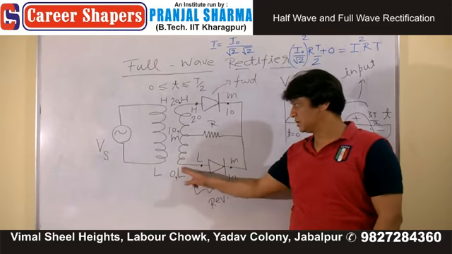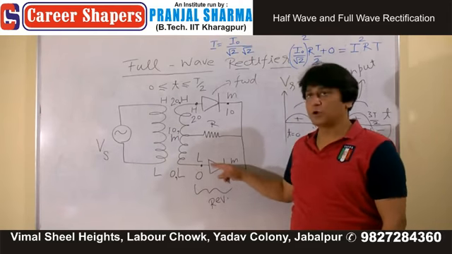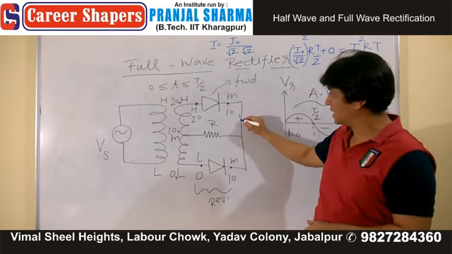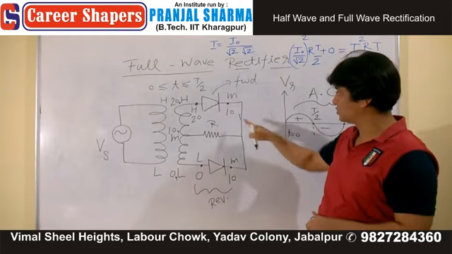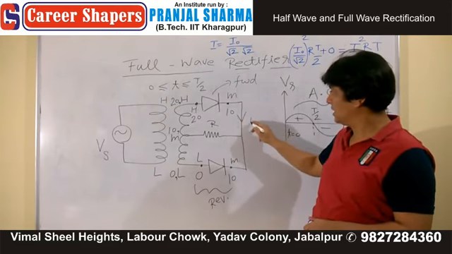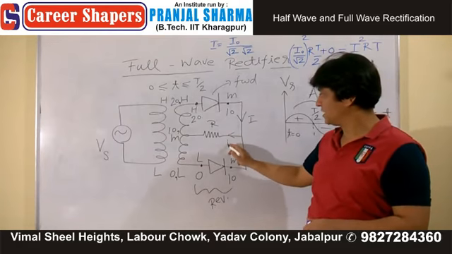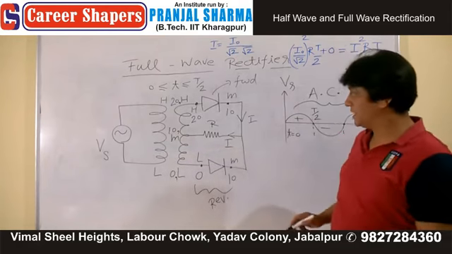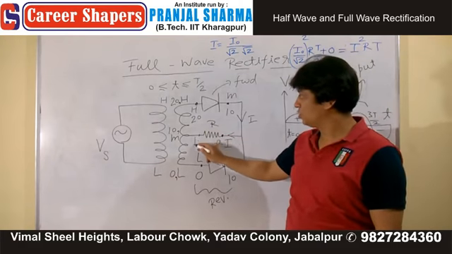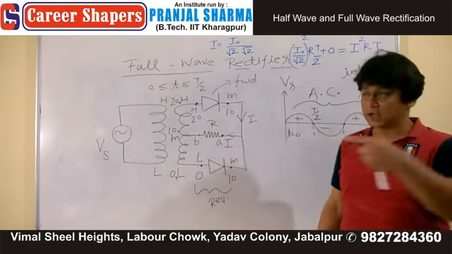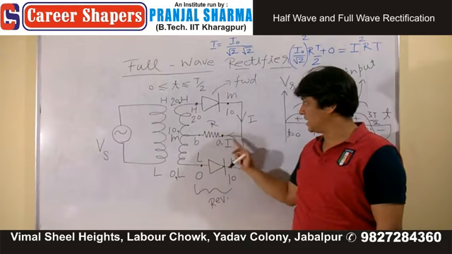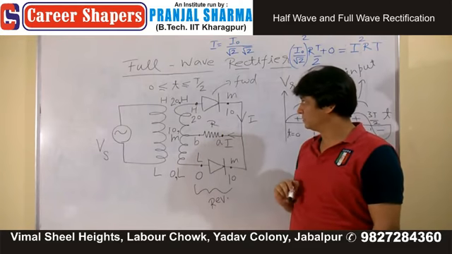Reverse means no current. Forward means there will be a current, and let's show that current in this form. A current is present from terminal A to terminal B. Remember, in this form, a current is present from terminal A to terminal B.